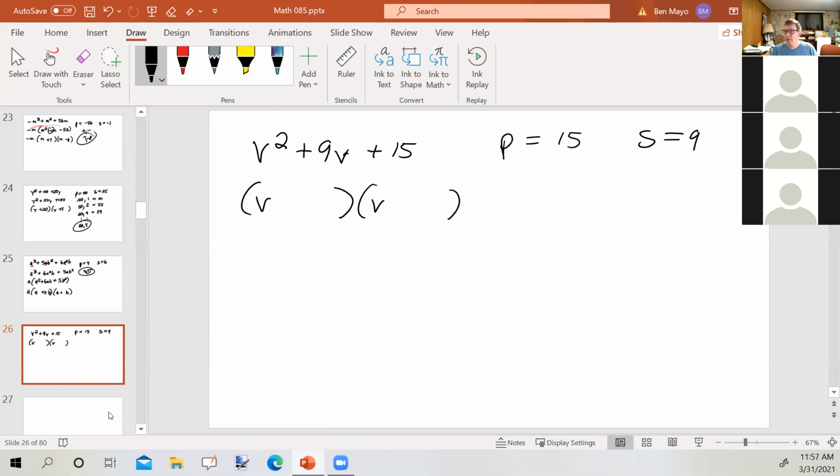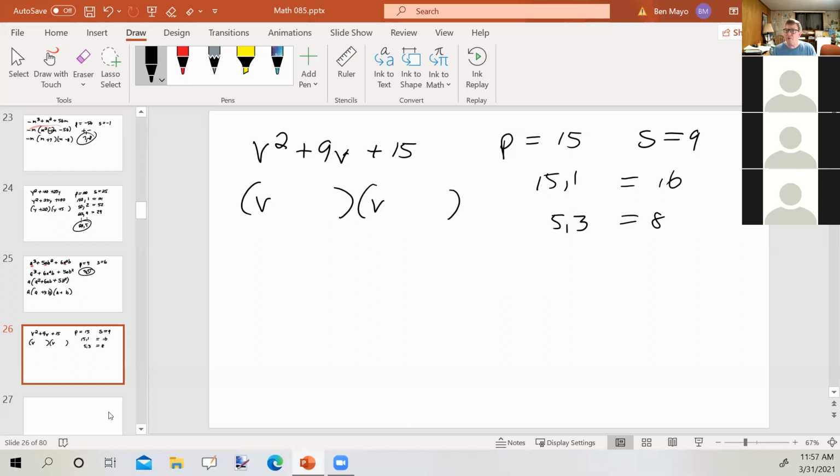Well, the product has to have either two positive factors or two negative factors. But if we add two negative numbers, we can't get a positive 9 as a sum. So we're looking for two positive numbers. Let's see, 15 and 1, 5 and 3. Those are the only integer possibilities. And here we're using integers as our factors. Well, 15 and 1, that would give me a sum of 16, and 5 and 3 would give me a sum of 8.